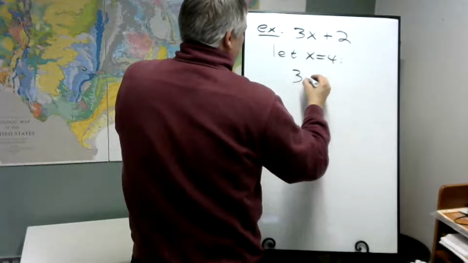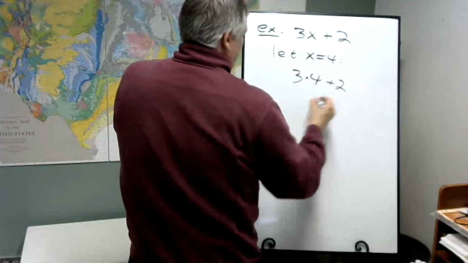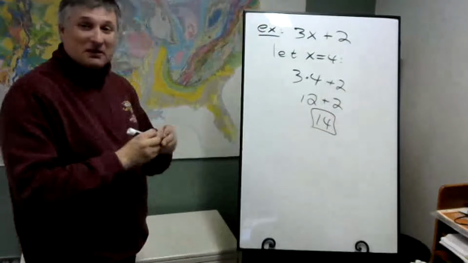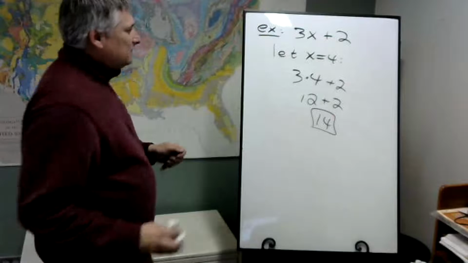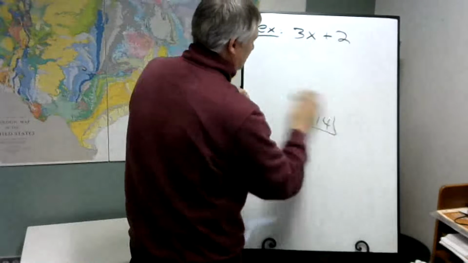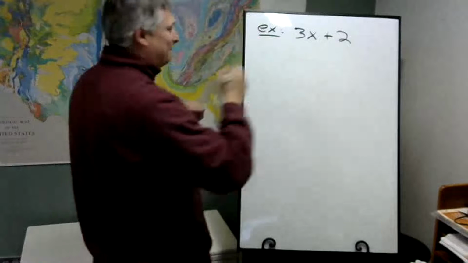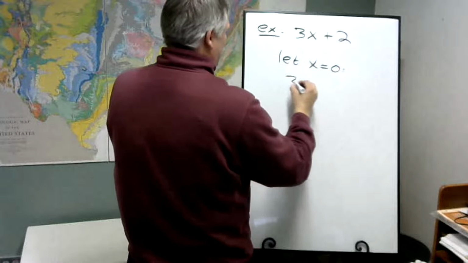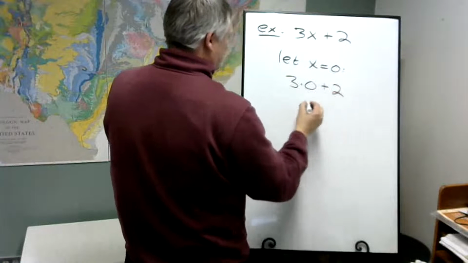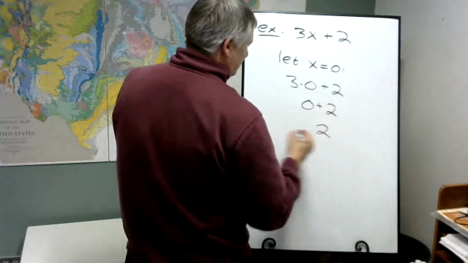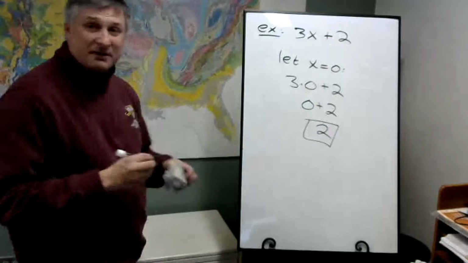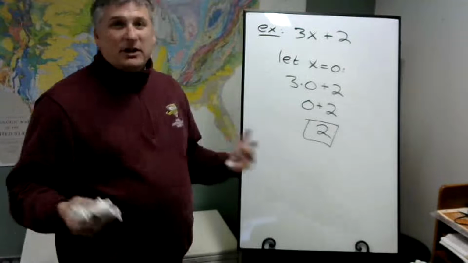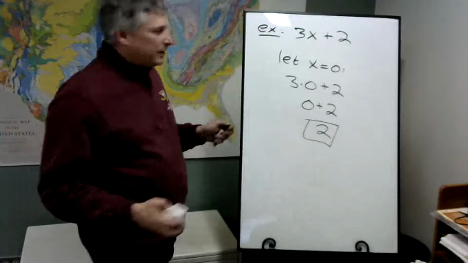So 3x plus 2 becomes 3 times 4 plus 2, or 12 plus 2, or 14. And there we go. Now, let's say we do something else. Let's let x be 0. We have 3 times 0 plus 2. 0 plus 2, or 2. And that's it. So as we change the value of x, we're usually going to be changing the value of the expression, though not always.